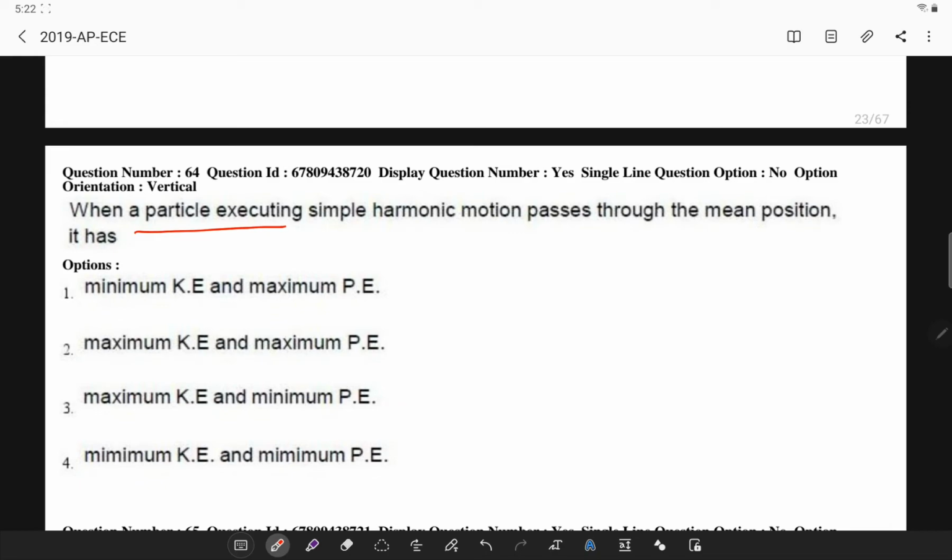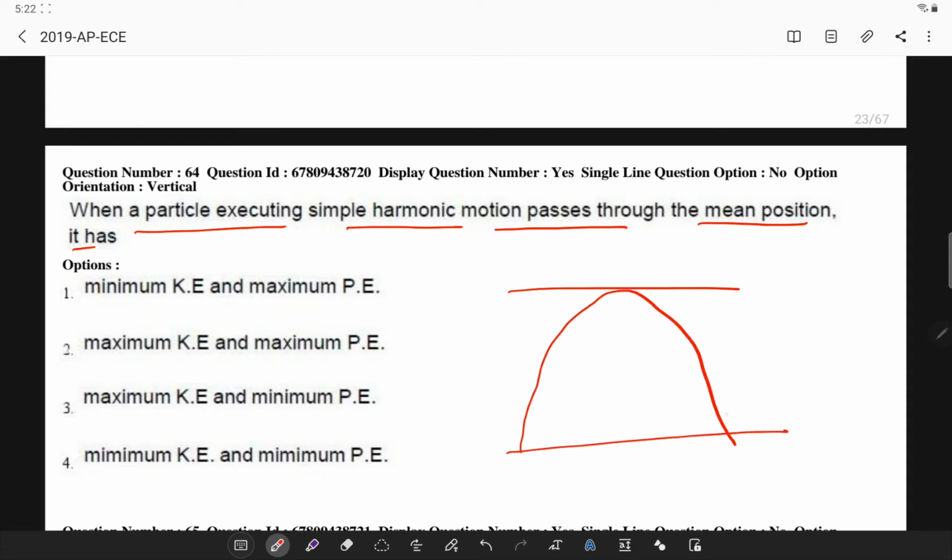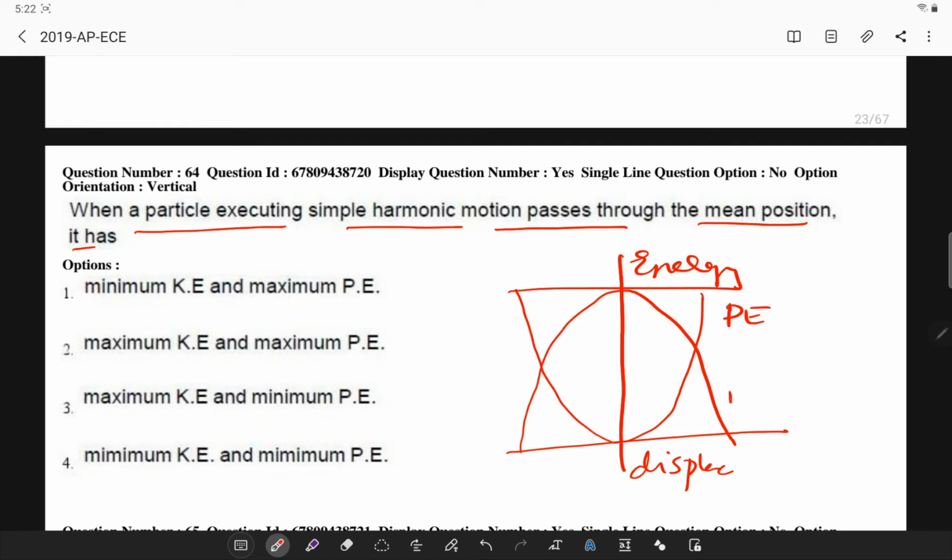So here, when a particle executing simple harmonic motion passes through a mean position, so if you remember the graph of displacement and energy, so this is the energy position and the displacement position. So I will be having potential and kinetic energies which are going like this. So this will be having from minus A to A. It will be having maximum kinetic energy and minimum potential energy. Okay.